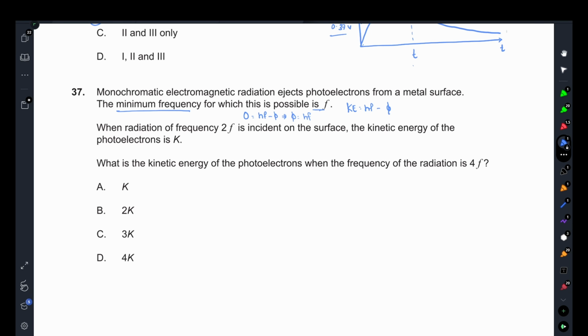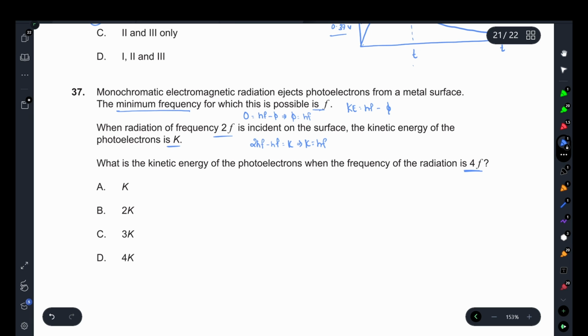Now let's look at this. When radiation of frequency 2f is incident, the kinetic energy of the photoelectrons is K. So 2hf minus hf is equal to K. K is also equal to hf. That's pretty good, because what you now have is 4hf minus hf, the work function, is equal to K dash. 3hf is equal to K dash. K dash is equal to 3K because of this. So your final answer for question number 37 is option C.